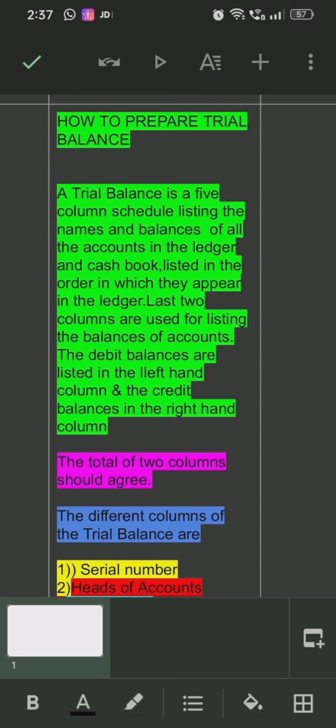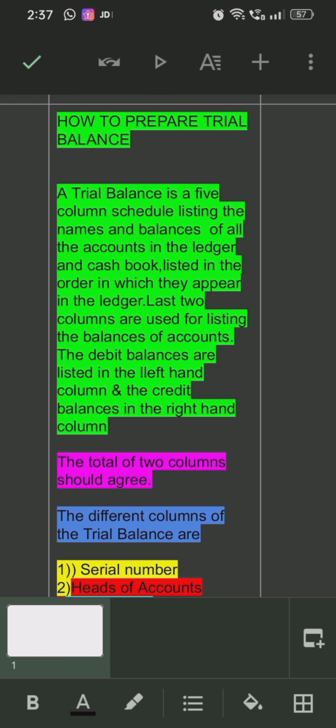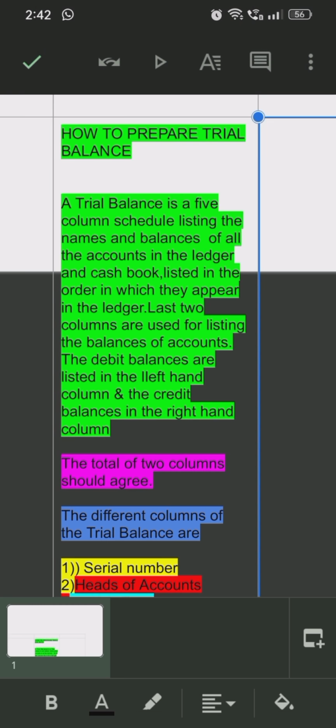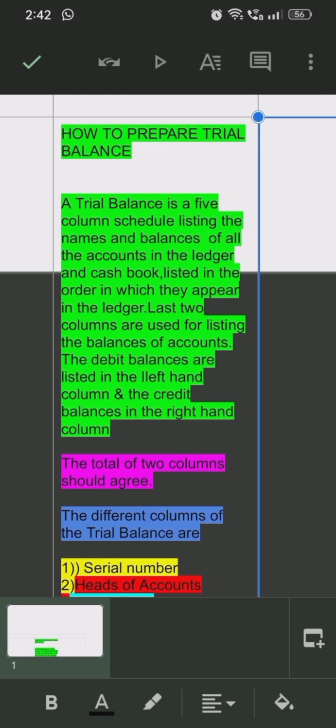Before using the account balances to prepare final accounts, an attempt is made to prove that the total of the accounts with debit balances is in fact equal to the total of the accounts with credit balances. This proof of the equality of debit and credit balances is called trial balance.